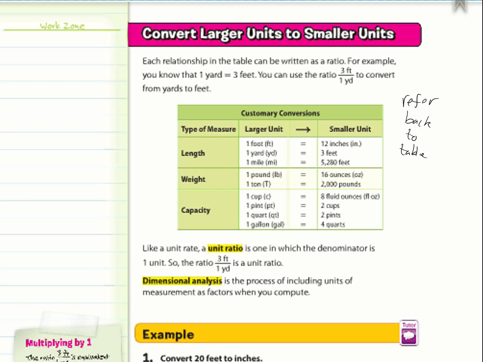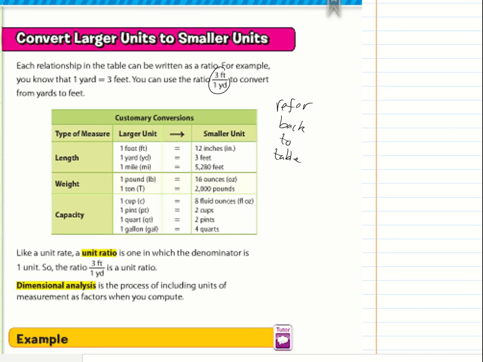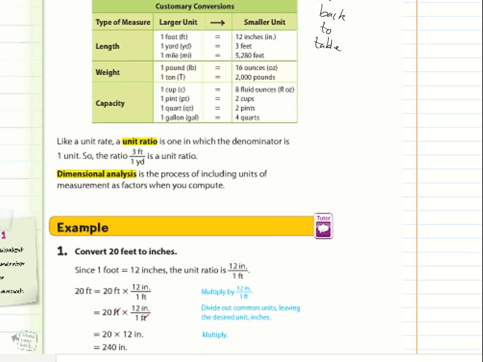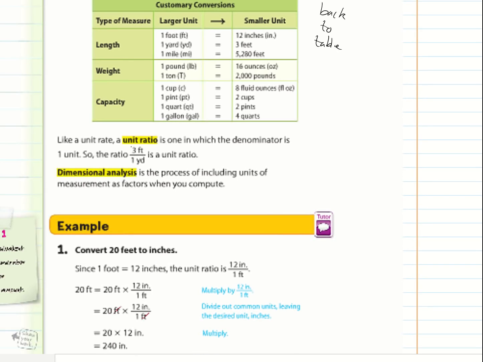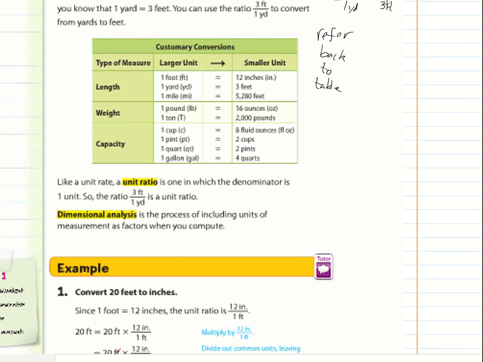Another thing I would like to point out, that this ratio here, 3 feet over 1 yard, is equivalent to 1 yard to 3 feet. We'll go over that later in the lesson, but just know that those two are equivalent. And then it says a unit ratio is one in which the denominator is 1 unit. So the ratio 3 feet over 1 yard is a unit ratio. Dimensional analysis is the process of including units of measurement as factors when you compute.